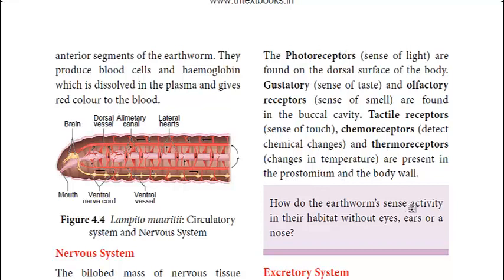How do the earthworms sense activity in their habitat without eyes, ears or nose? So even though they have no ears, eyes, or nose, they are able to sense through these sensory cells. Okay, sensory receptor cells which are found on different regions of the animal.